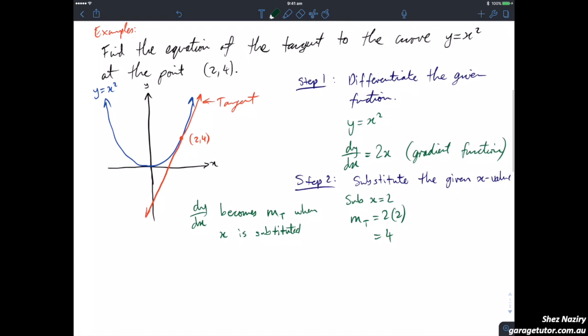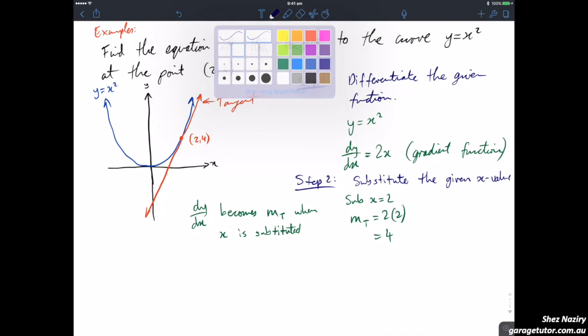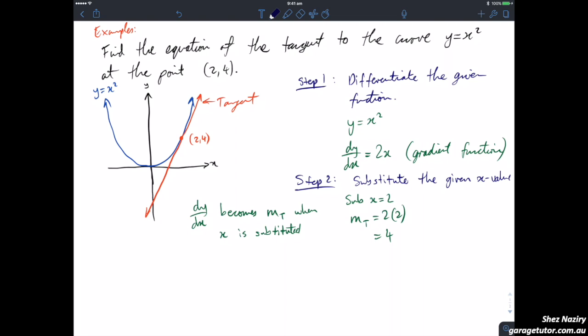Now, in order to find the equation of a line, because now I want to find the equation of this red line, I need to use which formula? y minus y1 equals m bracket x minus x1, because that's the equation of a line, and I have a point. Look at that. I have a point here, and I have a gradient here. So we use the point gradient formula. So step 3, use the point gradient formula to find the equation of the tangent.